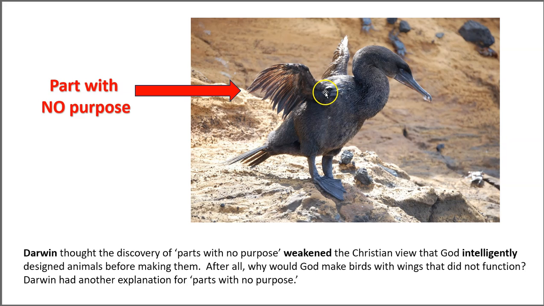This was the kind of challenge Darwin had in mind when thinking about these structures, parts with no purpose. So Darwin thought the discovery of parts with no purpose weakened the Christian view that God intelligently designed animals before making them. After all, why would God make birds with wings that did not function? Darwin had another explanation for parts with no purpose.